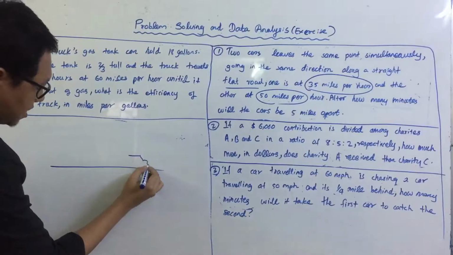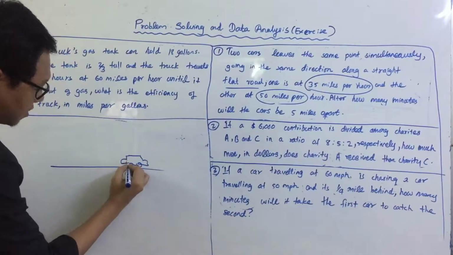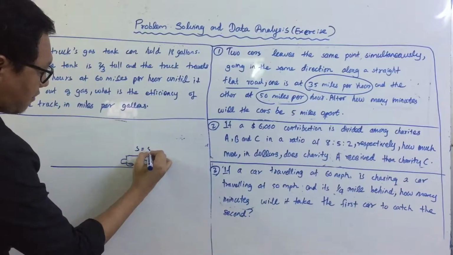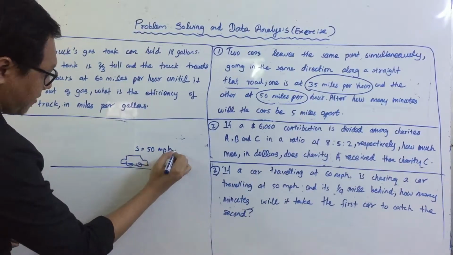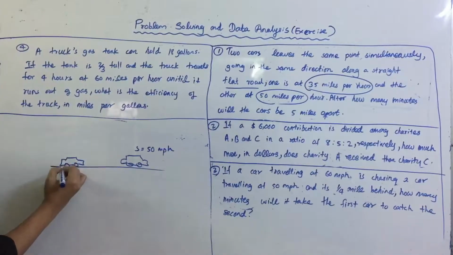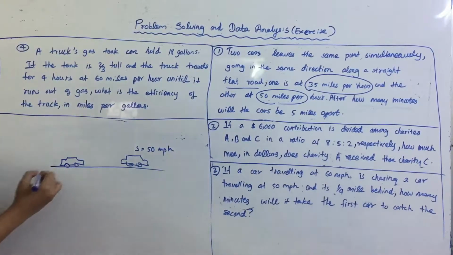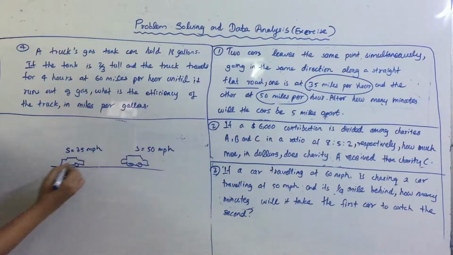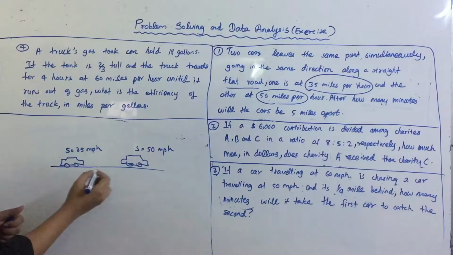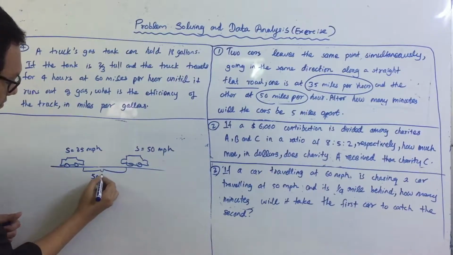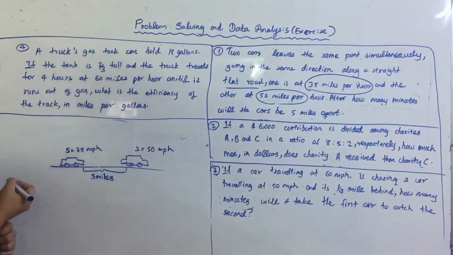So the first car is going like this with a speed of 50 miles per hour. And there's another car. This car is going with a speed of 35 miles per hour. And the difference in the distance is 5 miles. Okay, so we are talking about the distance here.